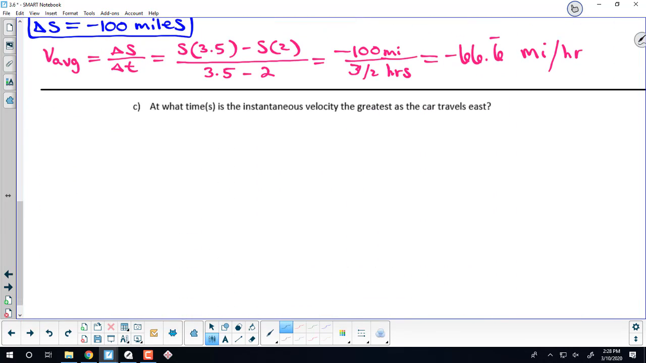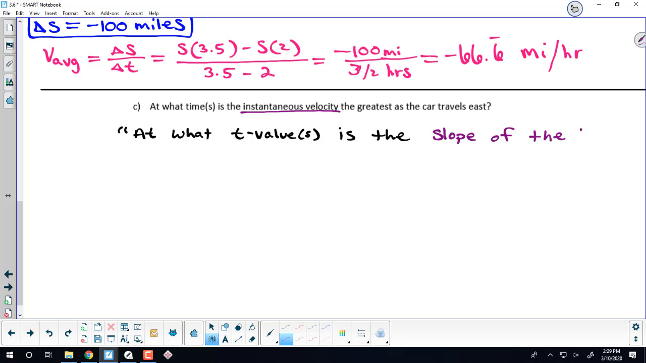So we could also say that question is, at what t value or values is the slope of the tangent line the greatest on the interval from 0 to 1.5? That's what that question's asking.